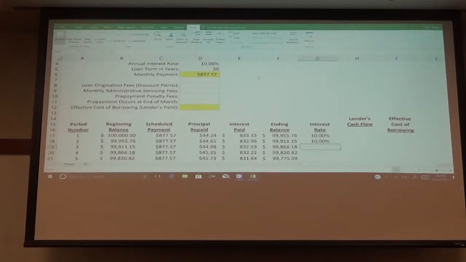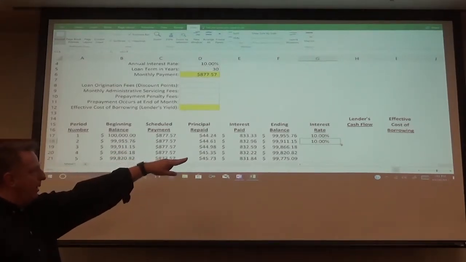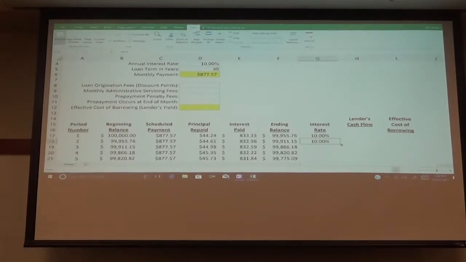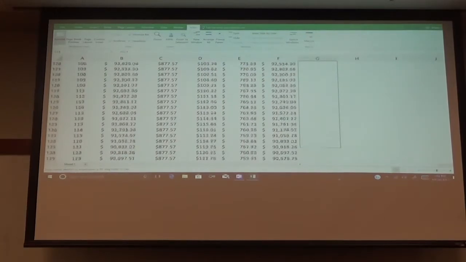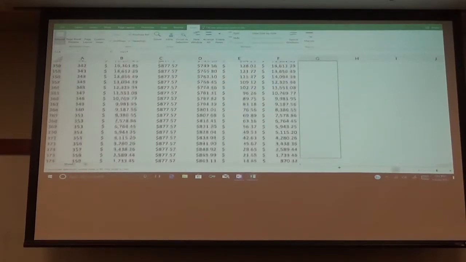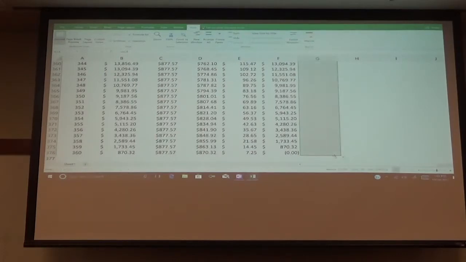Okay. Now you should be able to take just that bottom one, not the one on top, but the one at the bottom, and copy it all the way down the page. Let's just see if it works. All the way down to month 360. Okay, and it filled it in.